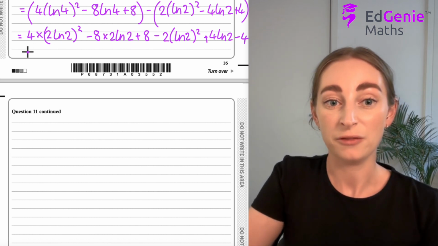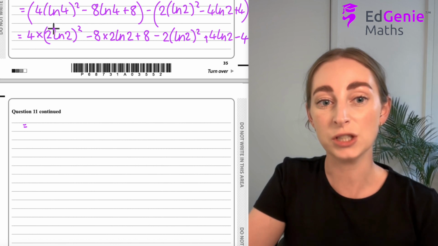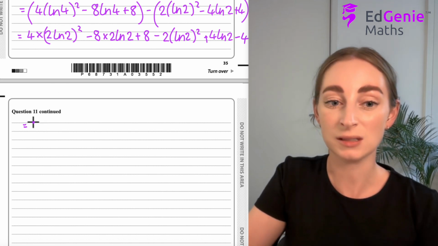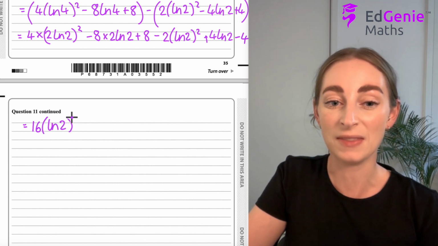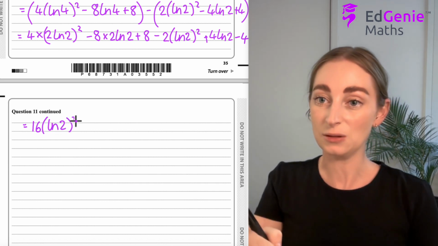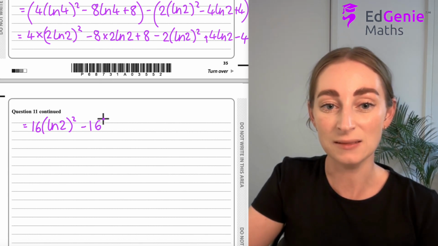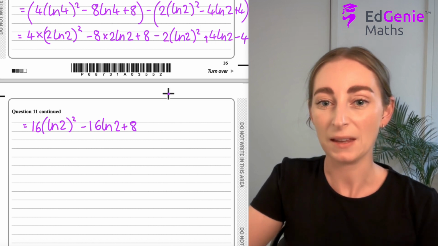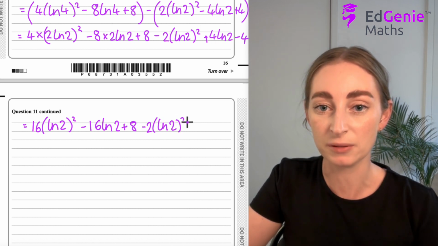Now let's simplify further. So we are going to have 4 times 2 squared. 2 times 2 is 4, times 4 is 16. So it's going to be 16, and then the ln 2 is still going to be squared. 8 times 2 is 16. And then this bit, we can't simplify that. That's already simplified nicely for us.